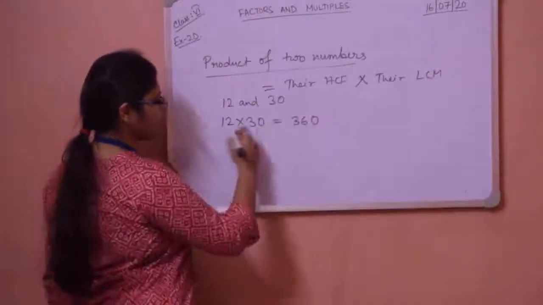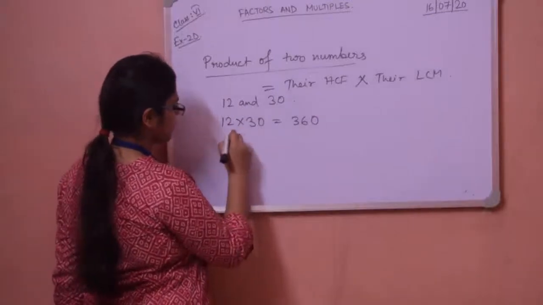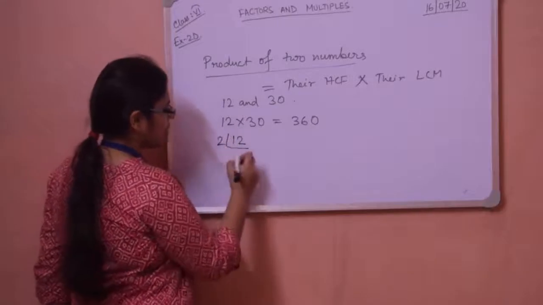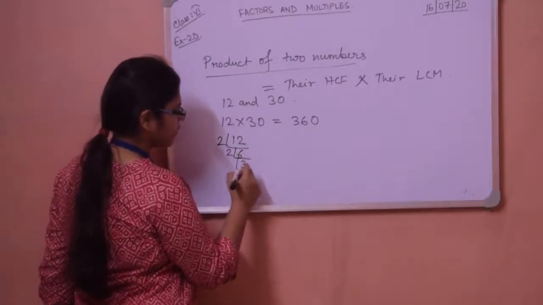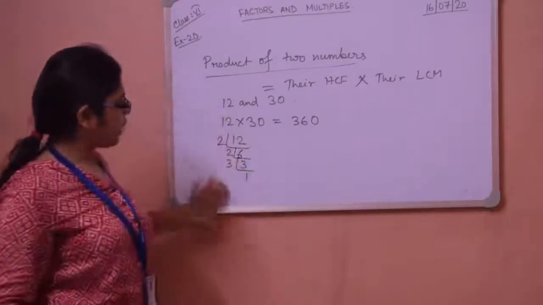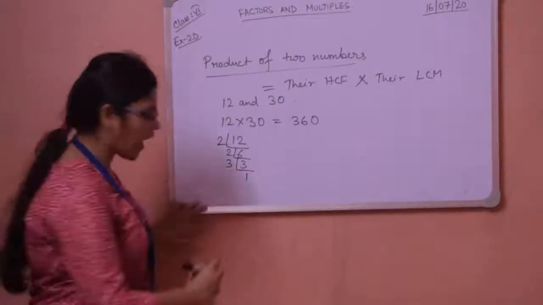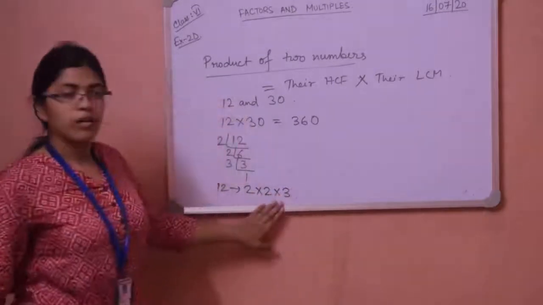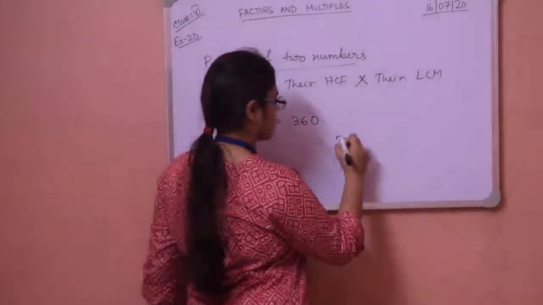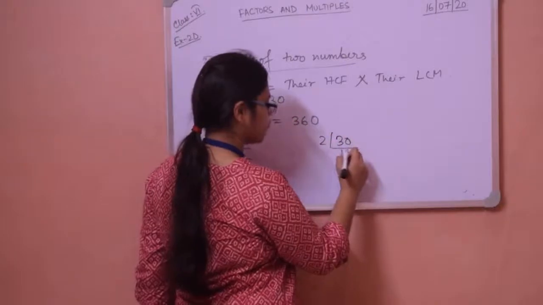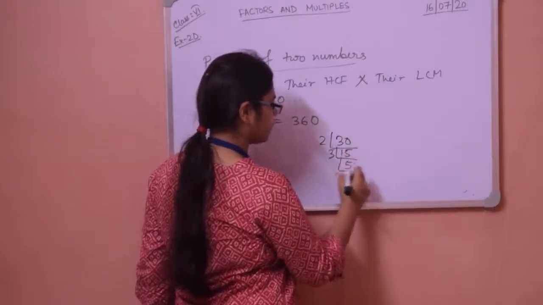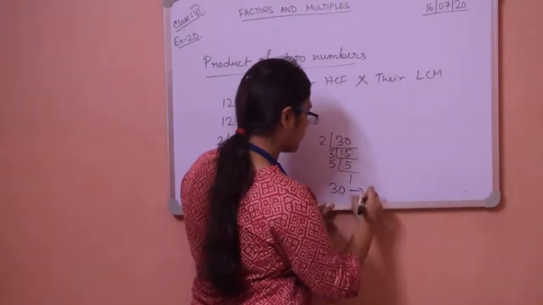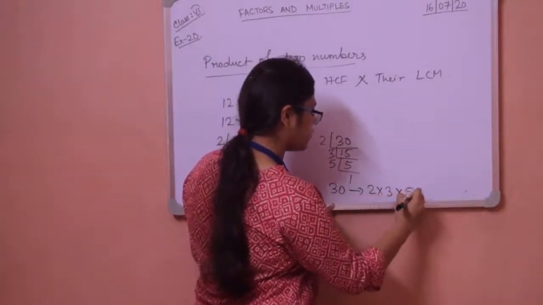So HCF of these 2 numbers means 12. If I divide, I will get 6, then 2, 3, 6, 3, 1, 3. So I am dividing 12 and the factors are 2 into 2 into 3. Now 30. I am dividing this with 2, 3, 5, 15, 5, 1, 5. For 30, the factors coming are 2 into 3 into 5.